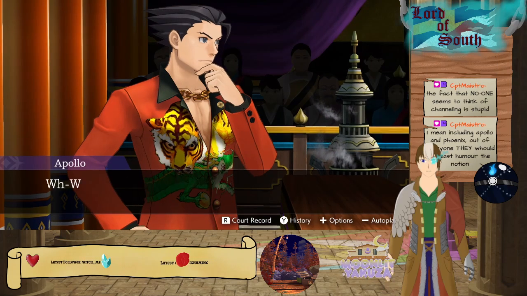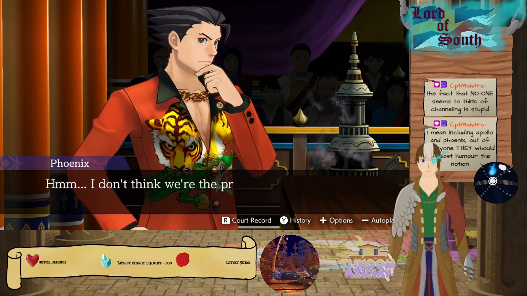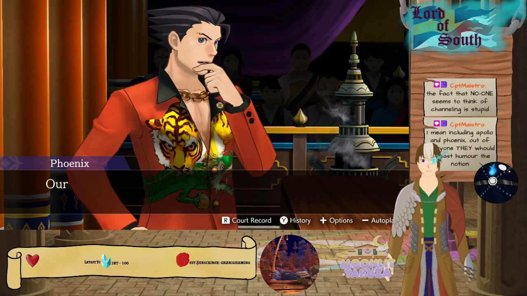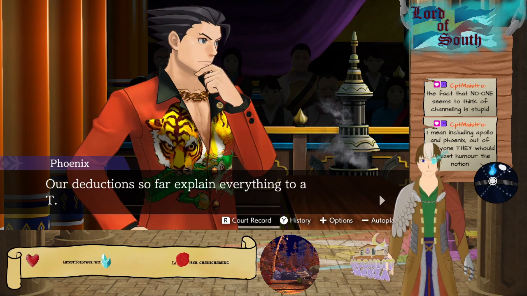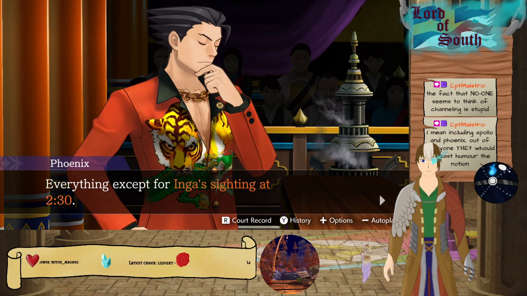I guess it's back to square one. Where did we go wrong? I don't think we're the problem. Just simply short one piece of the puzzle. Our deduction so far explains everything to a T. Everything except for Inga's sighting at 2:30.